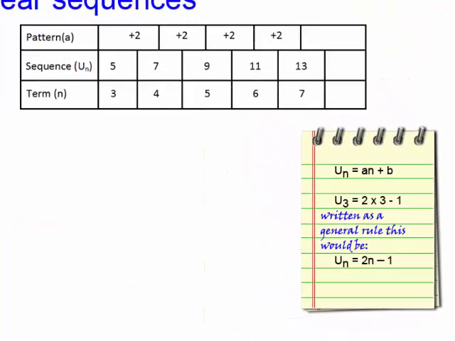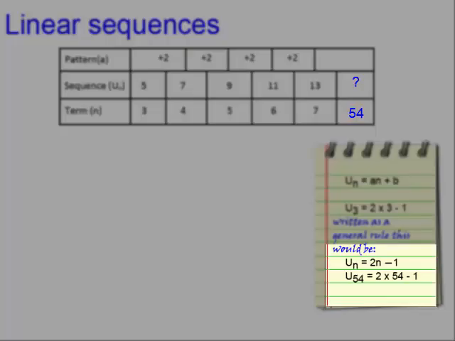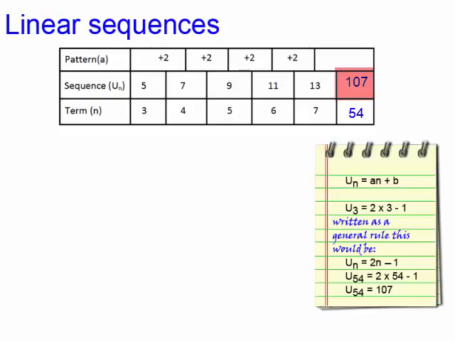Say we wanted to calculate the value of the 54th number in the sequence. We could write this as u54 equals 2 multiplied by 54 minus 1, or u54 equals 107. Therefore, the number in the 54th position in the sequence would be 107.